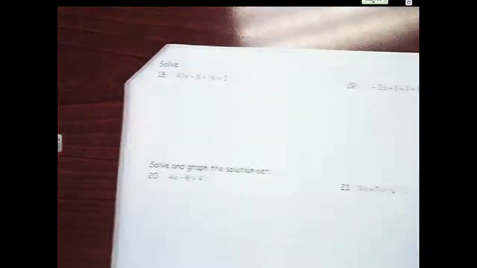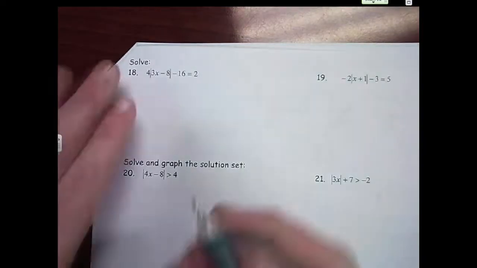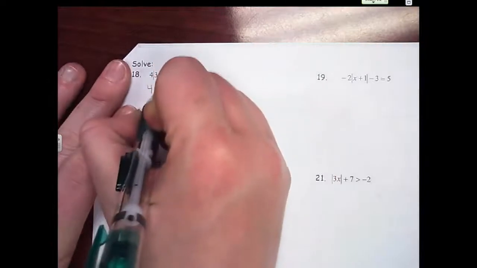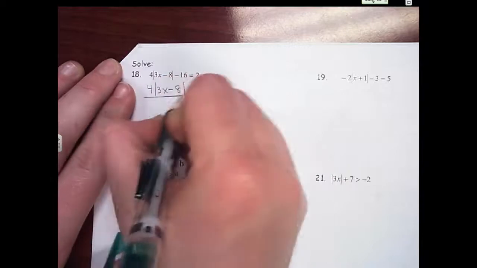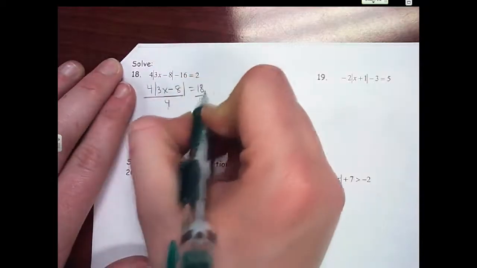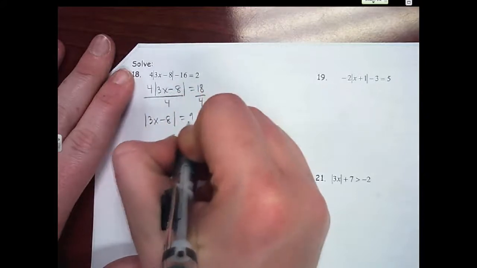Okay, number 18, so absolute value equations. Okay, so first thing you need to do, isolate the absolute value. So I'm going to add the 16 over, and then divide by 4. So 3x minus 8 equals 9 over 2.